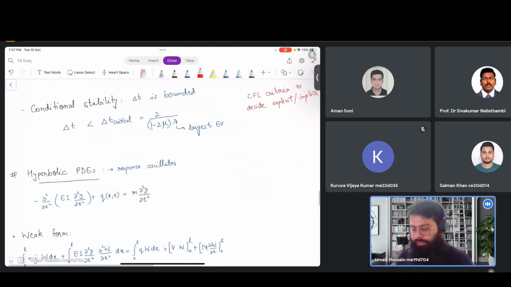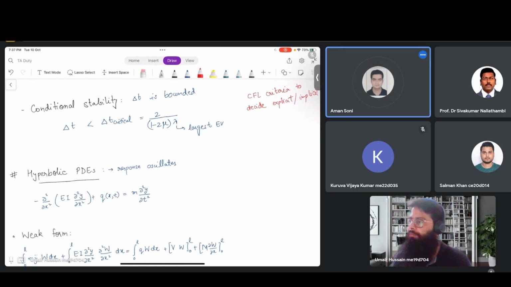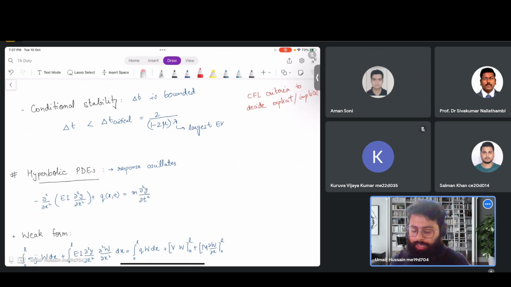Okay, so this was all about the parabolic PDEs. Next, we discuss the hyperbolic partial differential equations. So here, talking in layman terms, you will see the second order time derivative term, and the special thing about these equations is that the response doesn't smoothen or die out. It will keep on oscillating. So a classic example is the vibration of beams.